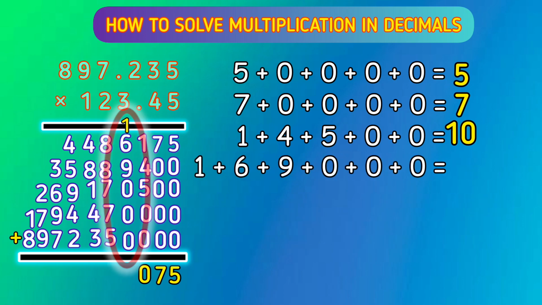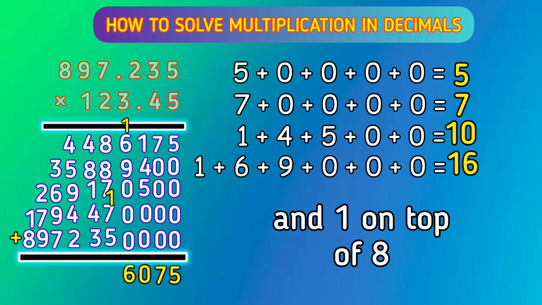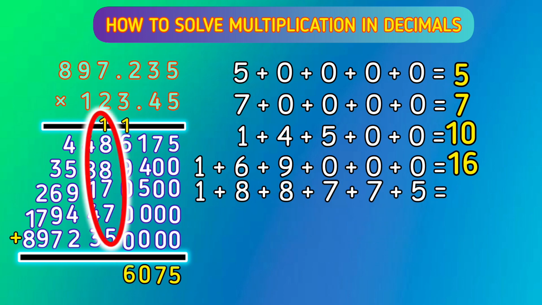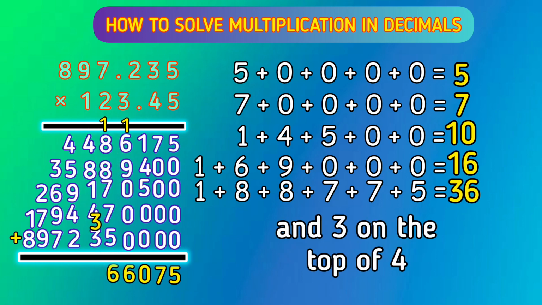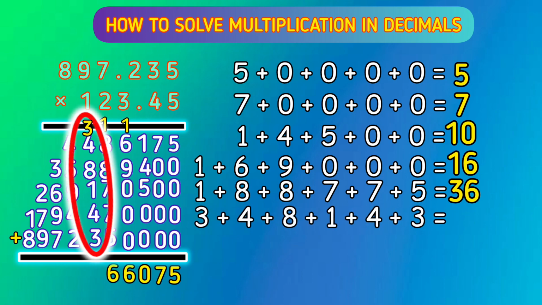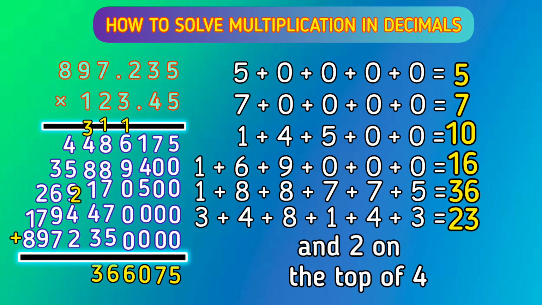Fourth column. 1 plus 6 plus 9 plus 0 plus 0 plus 0 is equal to 16. Keep 6 and 1 on top of 8. Fifth column. 1 plus 8 plus 8 plus 7 plus 7 plus 5 is equal to 36. Keep 6 and 3 on the top of 4. Sixth column. 3 plus 4 plus 8 plus 1 plus 4 plus 3 is equal to 23. Keep 3 and 2 on the top of 4.